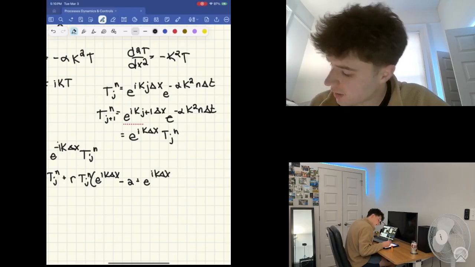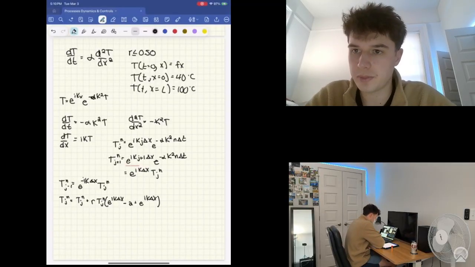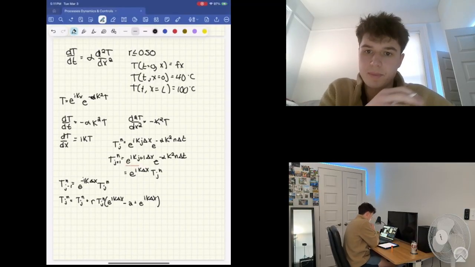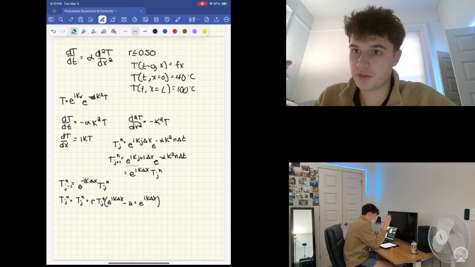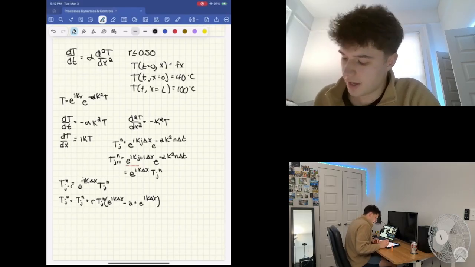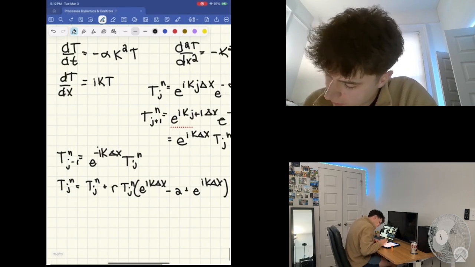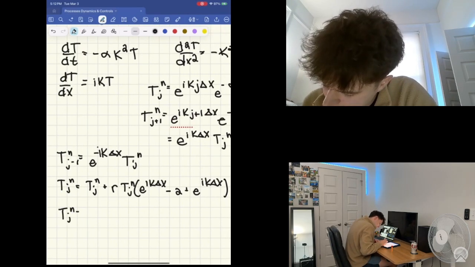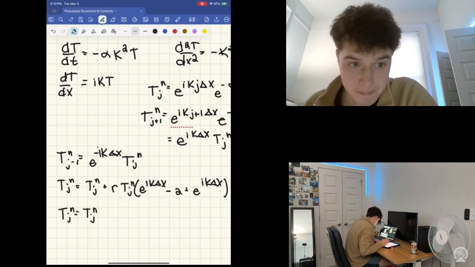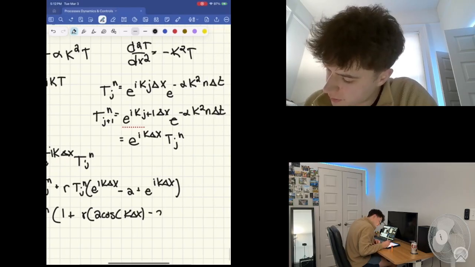I know this looks very, very complicated, but as we break this down, you will start to realize where we are going with this and why r can only be below 0.5. So now I'm going to wave my hand and do some magic here, because this isn't necessarily an algebra video. This is process dynamics and controls. If you take this side here and you do some massaging, you do some math, you arrive at the conclusion that T j n equals T j n times 1 plus r times 2 cosine of k delta x minus 2.